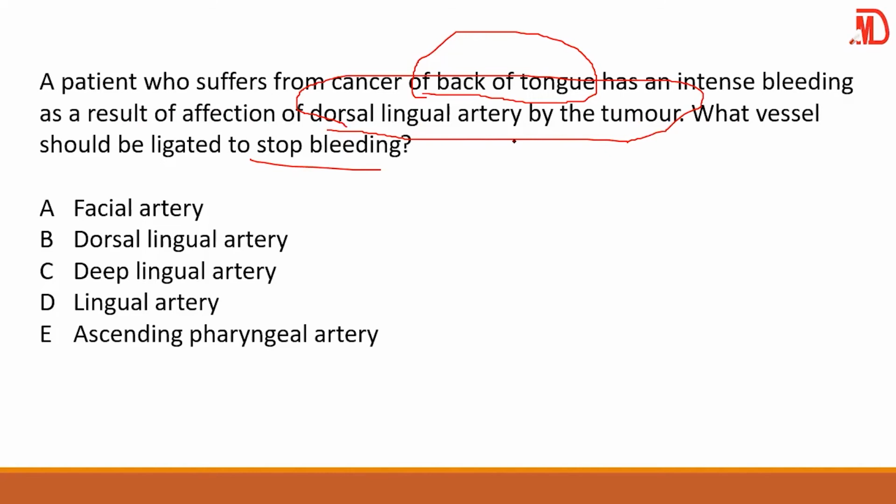So if you want to stop bleeding, you go to the source, isn't it? You go to the source, because if you just cut the dorsal lingual artery, it could bleed again.